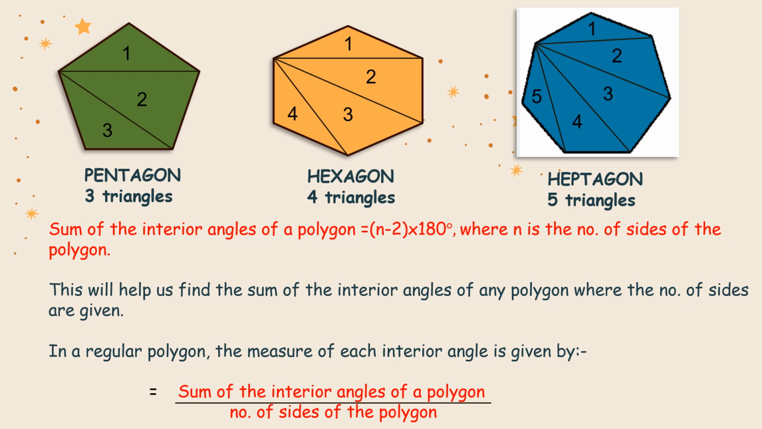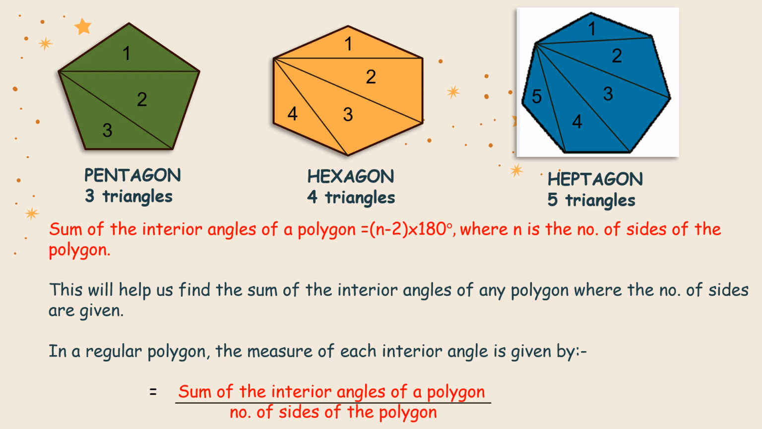But in case of a regular polygon, how do we find out the measure of each interior angle? It is given by this formula: sum of the interior angles of a polygon divided by number of sides of the polygon. So in a regular polygon, keep this in your mind, it's important. In a regular polygon, the measure of each interior angle is given by the formula sum of the interior angles of a polygon divided by number of sides of the polygon.